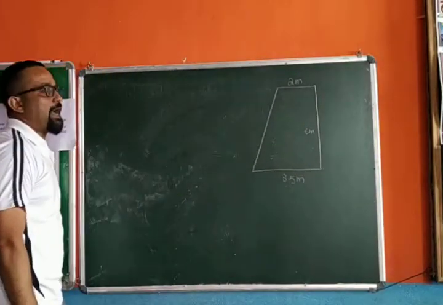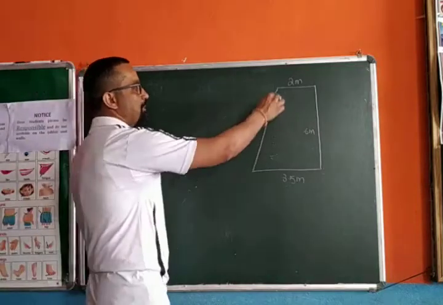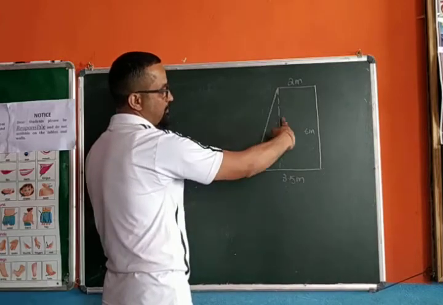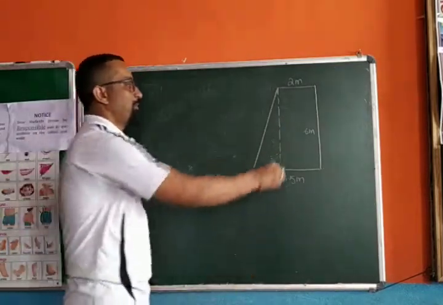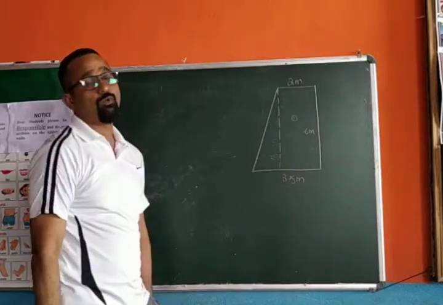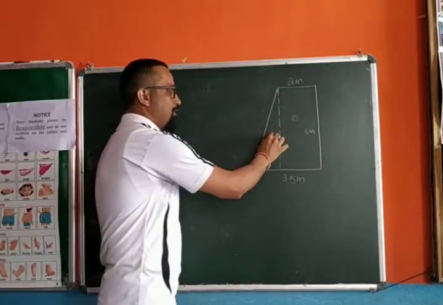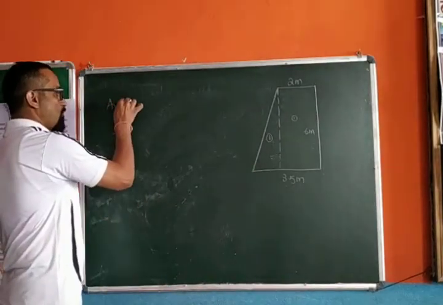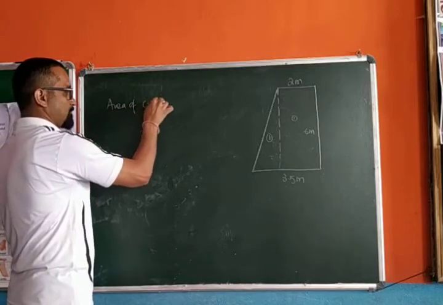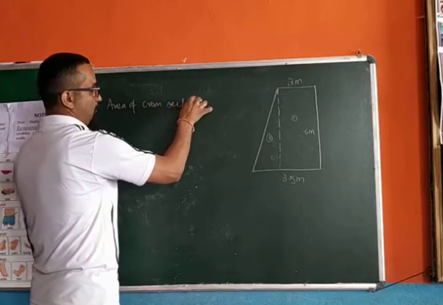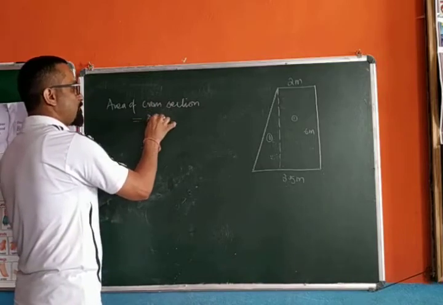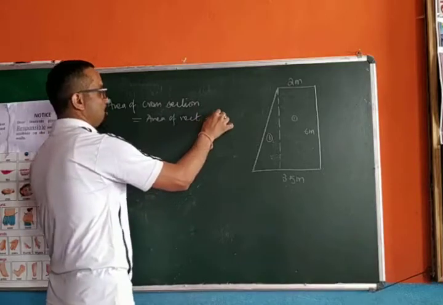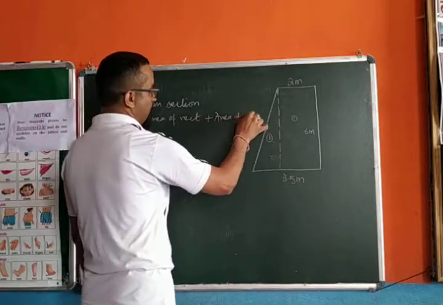You cannot do it directly from here, so you need to separate the diagram. Draw a perpendicular from one edge such that you get two figures. If you look at the diagram, figure number 1 is a rectangle and figure number 2 is a right angle triangle. So area of cross section equal to area of rectangle, that is figure 1, plus area of triangle, figure 2.